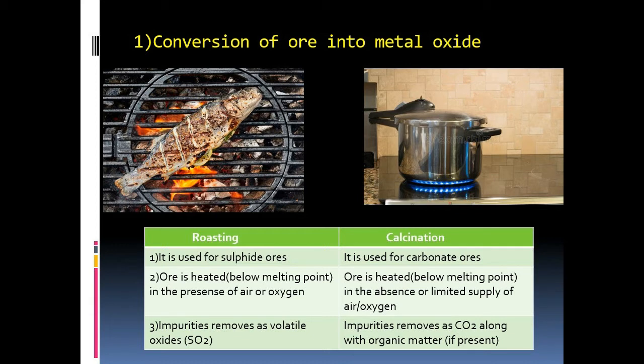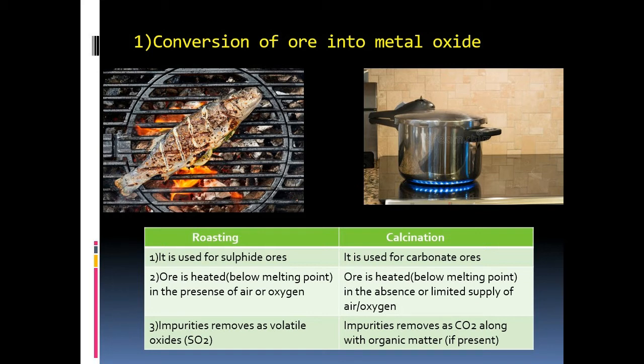So roasting is exclusively used for sulfide ores. The impurities are removed as a volatile oxide, as sulfur dioxide. We use sulfide ore, and its impurities are removed as sulfur dioxide. In calcination we take carbonate ores.